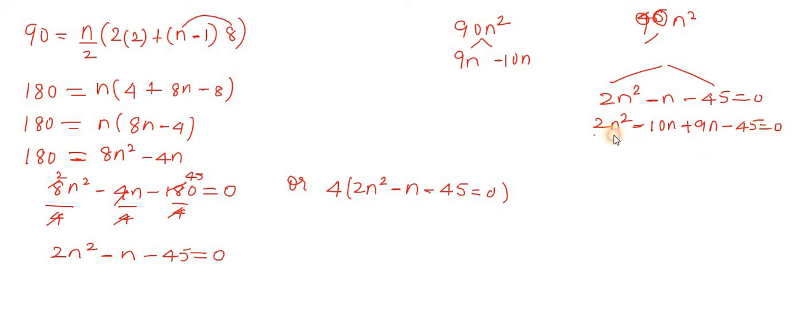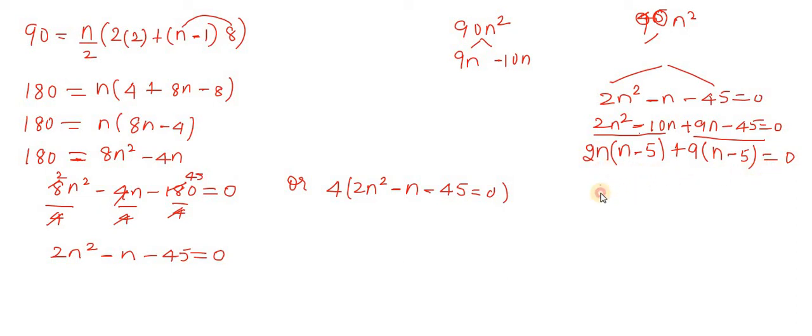Now what is common in these 2? Just group these 2. 2 and n are common. If we take out 2n as common, we get n minus 5, because 2 5s are 10, right? Then plus 9 is common in the other 2. If we take out 9 as common, we get n minus 5, because 9 5s are 45, which equals 0.